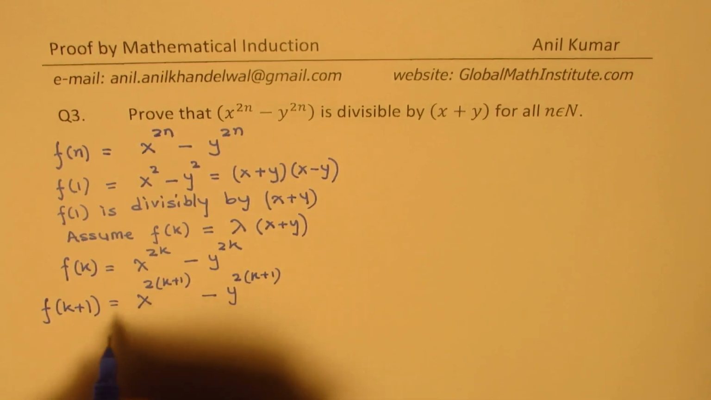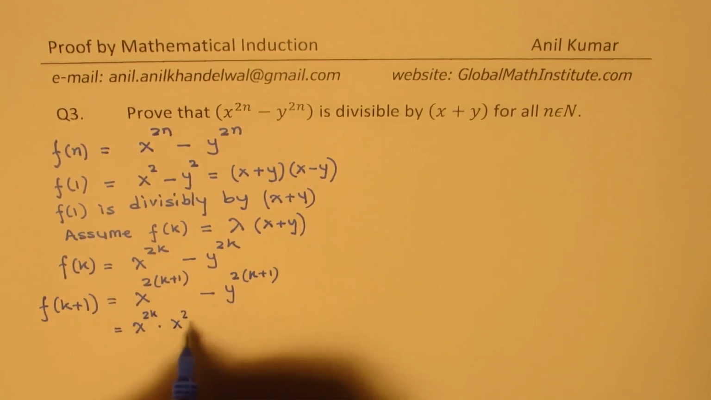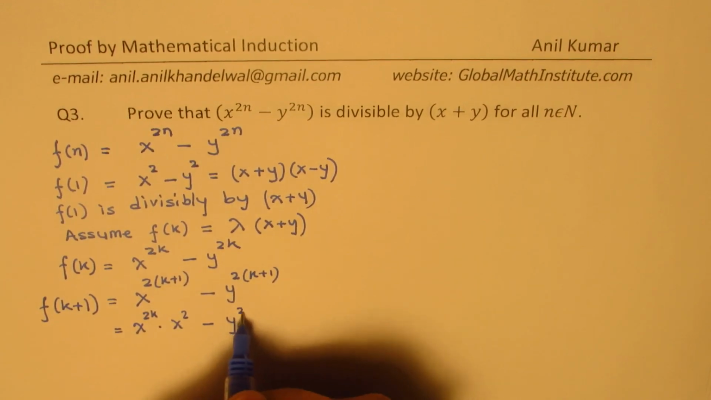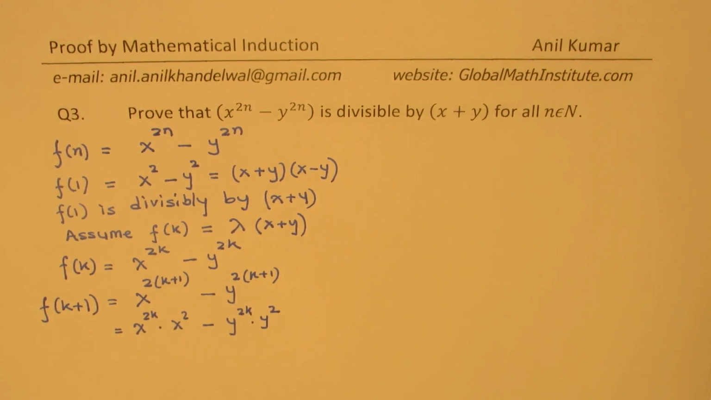So what is this equal to? We can write this as x to the power of 2k times x squared minus y to the power of 2k times y squared. Now, as we did in the last example, we'll again add and subtract a term so that we could show that there is a common factor. So the term which we are going to add is x to the power of 2k and y squared. Does it make sense to you? Right? So we'll pick up a factor from here and another factor from this place.